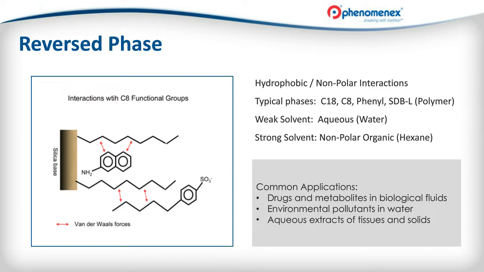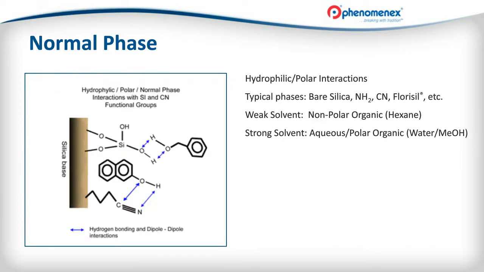So by contrast, the next thing we have is a normal phase interaction. So the forces at play here are actually hydrogen bonding or dipole-dipole interactions. These interactions are actually substantially stronger than the van der Waals forces discussed previously. And the solvent scheme is flipped here. So we're talking about a weak solvent being hexane, strong solvent being water.